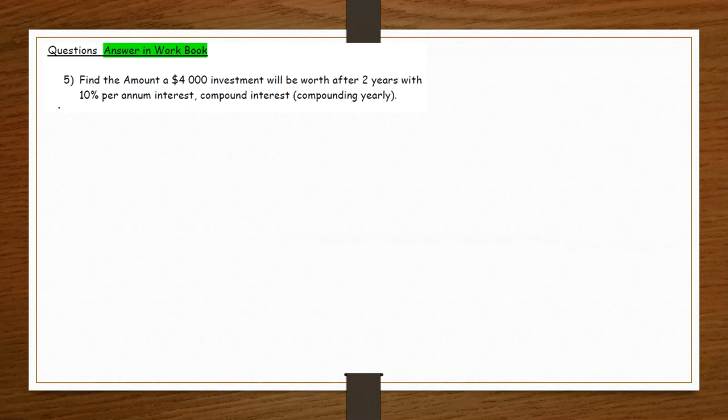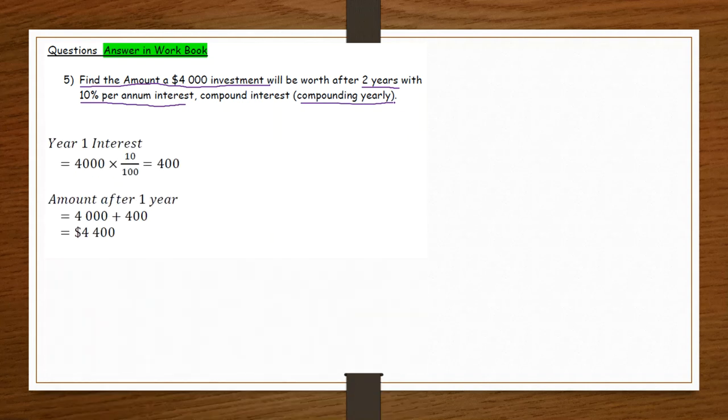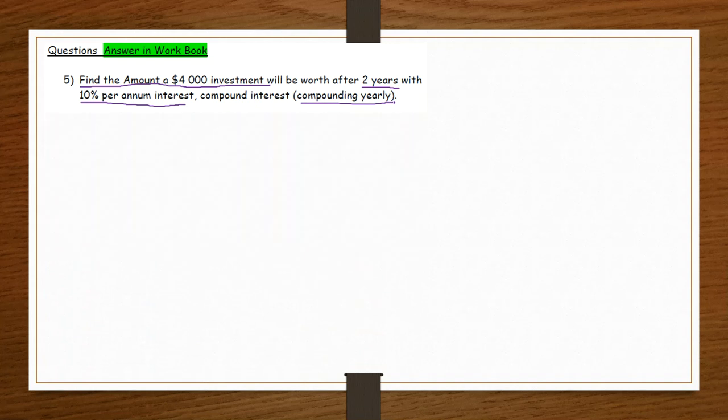Question 5, try this question, same process as before. Pause the video, try it, and then check in to make sure you got it right. So find the amount of a $4,000 investment, how much it will be worth after 2 years, and with 10% per annum interest. And again, compound interest, compounding yearly. So pause the video and then check back in.